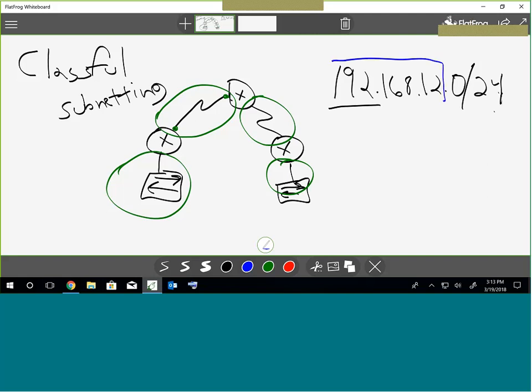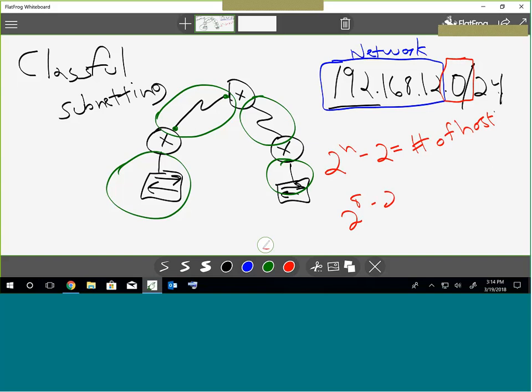But look, we've got this. These are all network bits, right? Because it's a class C, so we know these are network bits. These are the 8 host bits that you have. Remember my formula of 2 to the H minus 2 equals the number of hosts? So 2 to the 8 minus 2 equals 254 hosts. So this is one network of 254 hosts.